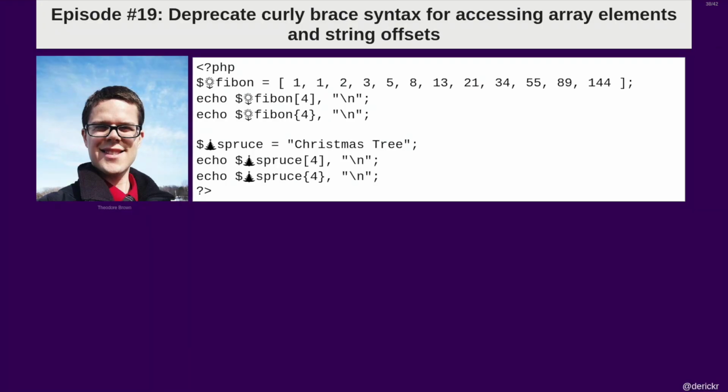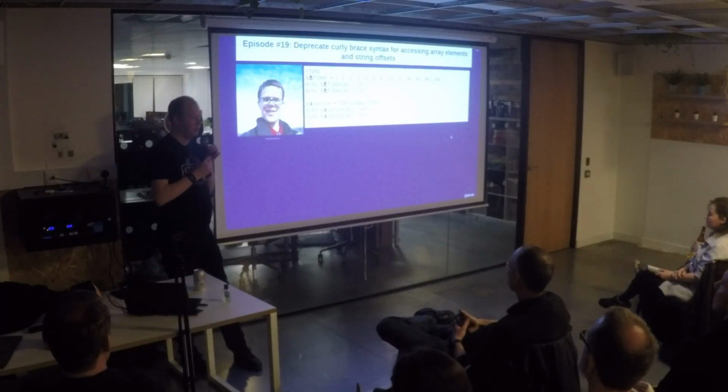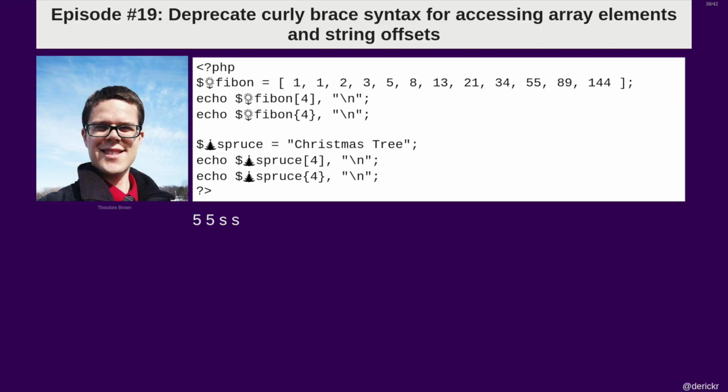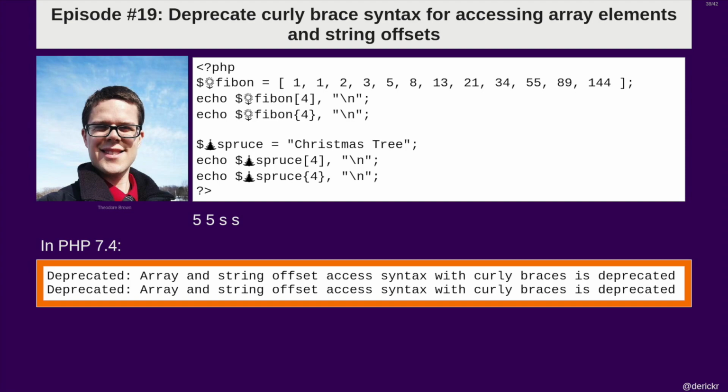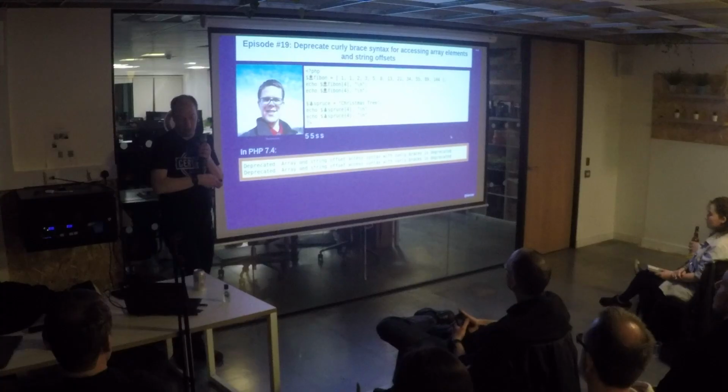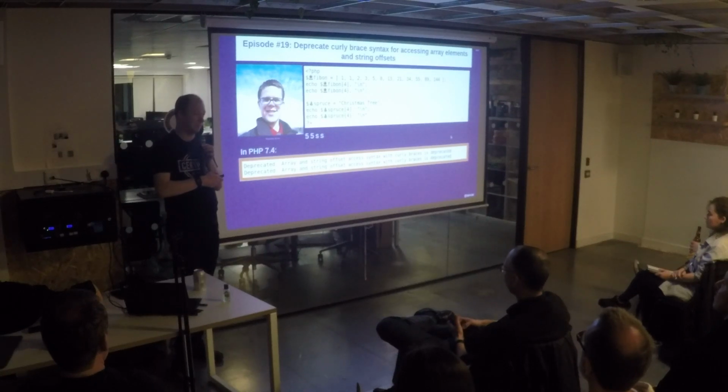Theodore added another thing, or rather he removed something, and that is now, if you use the curly brace for accessing either array elements or string offsets, you'll now get a warning. 7.3 will let you do this. 7.4 will say you cannot do this anymore with curly braces. I'm not sure whether that's been removed in PHP 8 or not, to be fair. But it might go away because it's now deprecated. So please fix that, I guess.